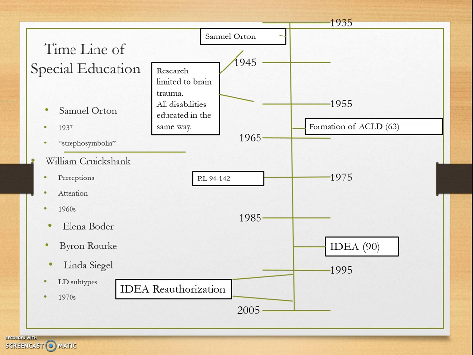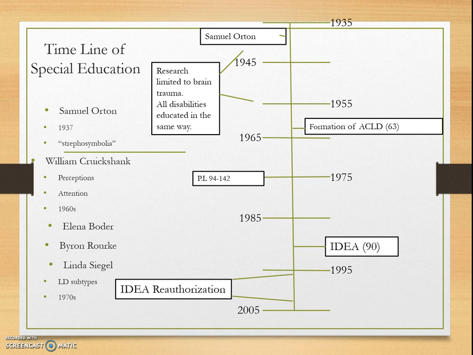Other pioneers of special education include William Cruickshank, who discovered that many children's problems were coming from deficits in perception and deficits in attention. We also have Alana Border, Byron Rourke, and Linda Siegel, who pioneered the creation of LD subtypes in the 1970s.